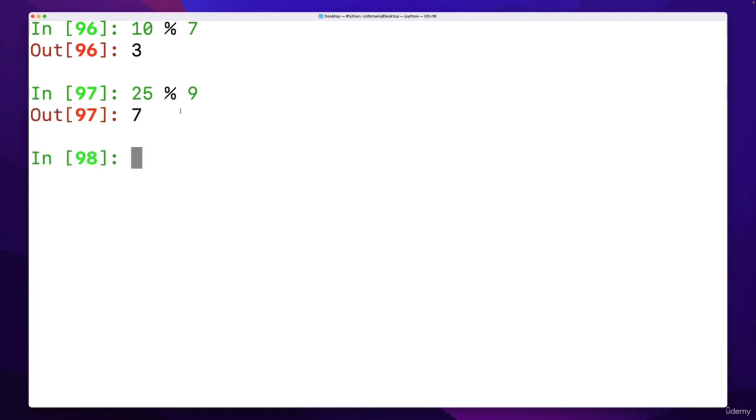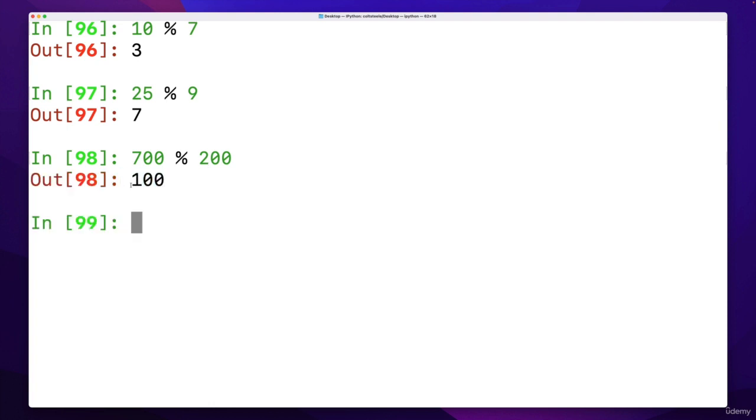And it works with large numbers too, just to be clear. If I do 700 modulo, how about 200? How many times does 200 go into 700? Well, it's going to go in cleanly 3 times, giving us 600 with a remainder of 100.